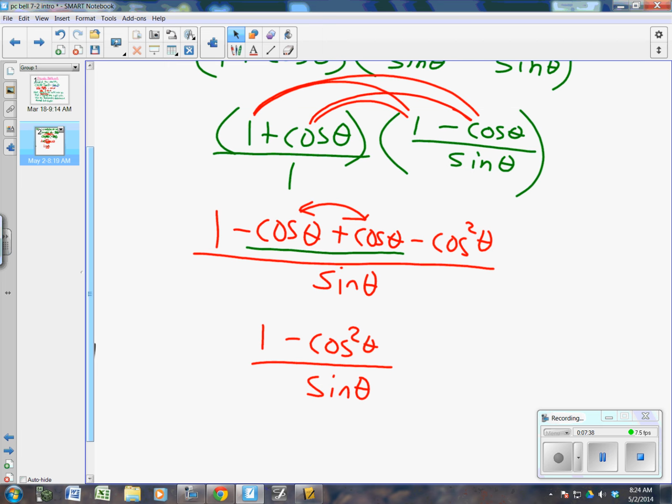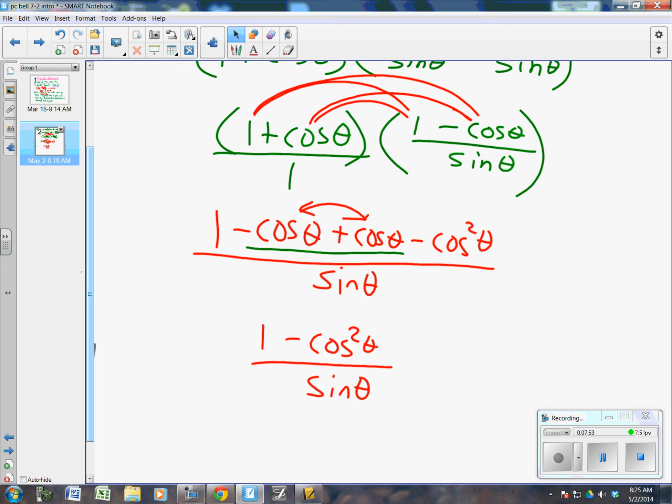I distributed the 1. I times 1 by 1 and got 1. 1 times negative cosine and got negative cosine. Then I times cosine by 1 to get cosine, and cosine by negative cosine to get negative cosine squared. And then I combine like terms on the top.